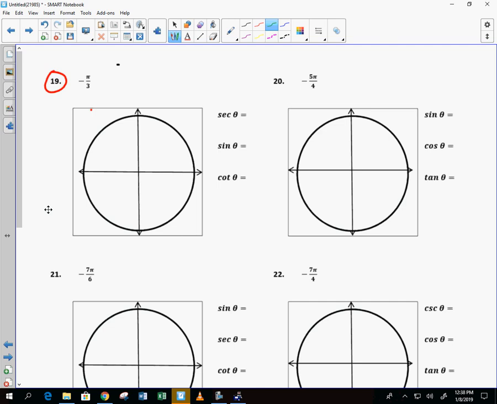All right, last problem. Negative pi over 3. How many degrees? 60. Negative 60. So this is 1/2. This is root of 3 over 2. So what's our terminal point? 1/2, negative root of 3 over 2.